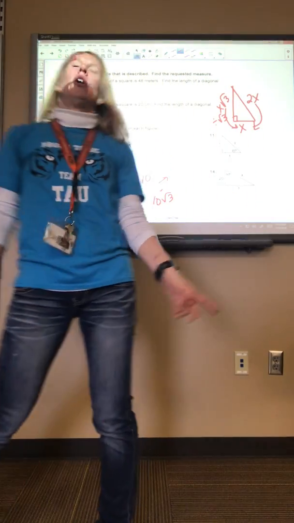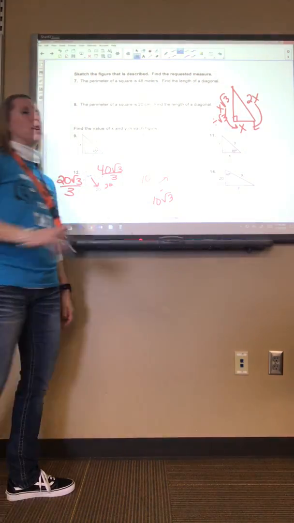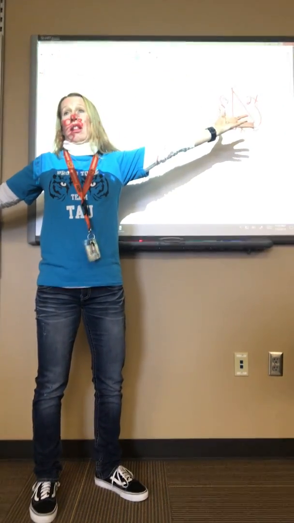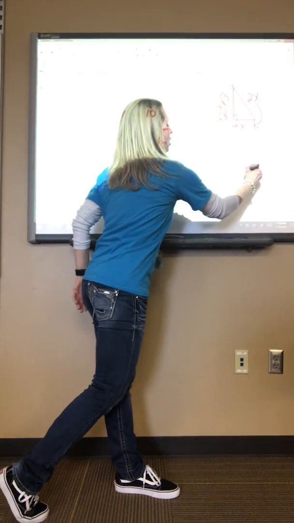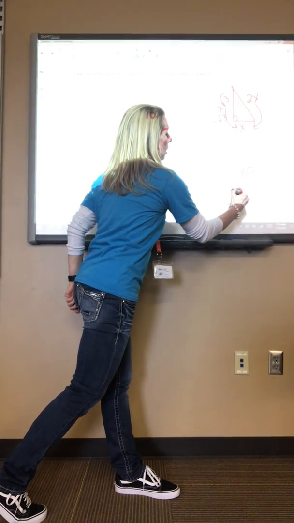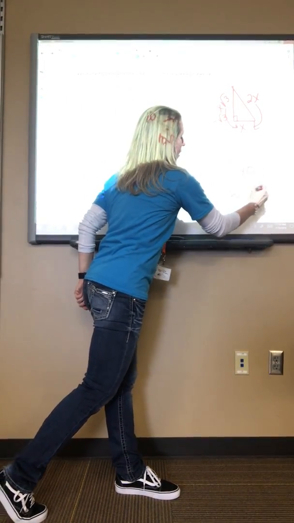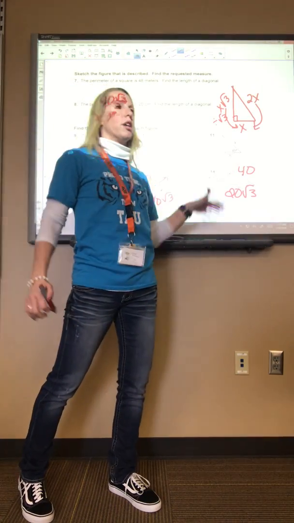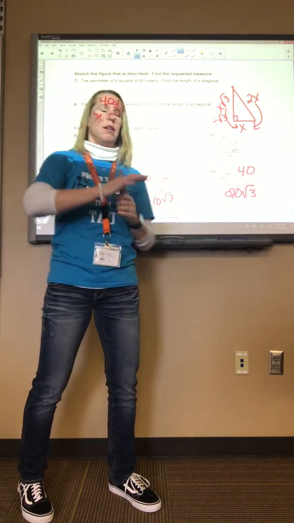What do I know on 14? Long leg, short leg, or hypotenuse? Short leg. It's the best when we know the short leg. X is 40. What's Y? 20 radical 3. Make sure you always go back to short leg. I've seen on accident people putting 40 radical 3. Make sure you go back to the short leg.